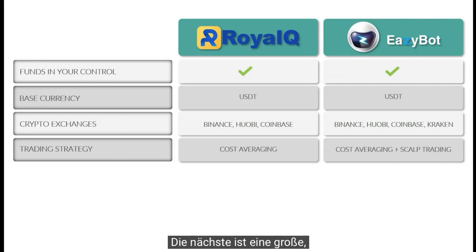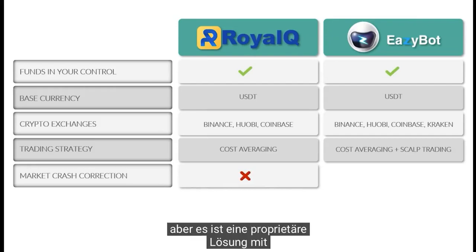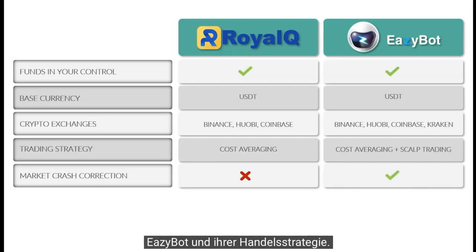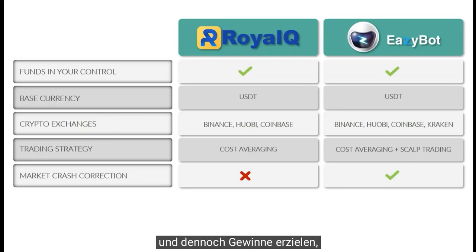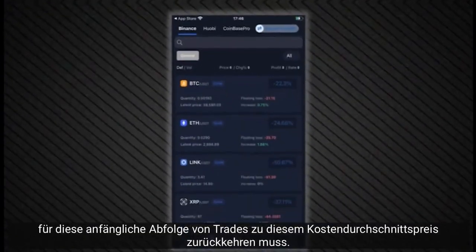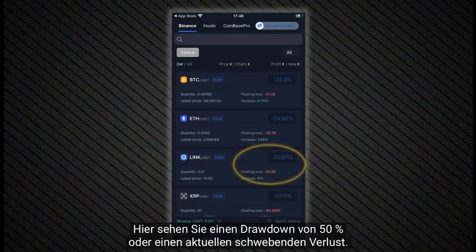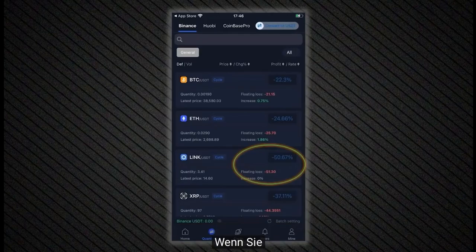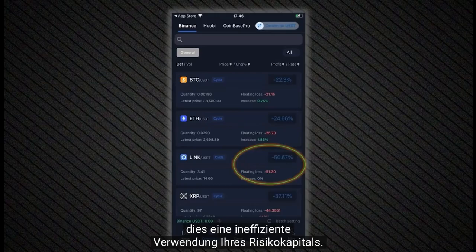The next one is a big one, and that is market crash correction. Not currently a function of RoyalQ, but it is a proprietary solution with Eazybot and their trading strategy. It can actually handle up to a 70% market crash and still come out in profit without the market having to go back to that cost average price for those initial sequence of trades. So here's an example inside of the RoyalQ app. Here you can see 50% drawdown or current floating loss. If you're sitting in this situation for an extended period of time, it's an inefficient use of your risk capital.